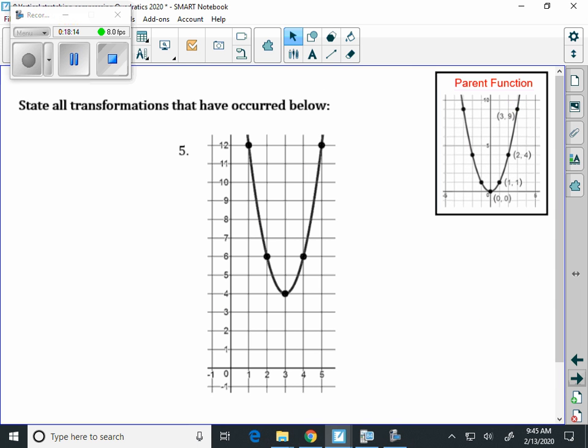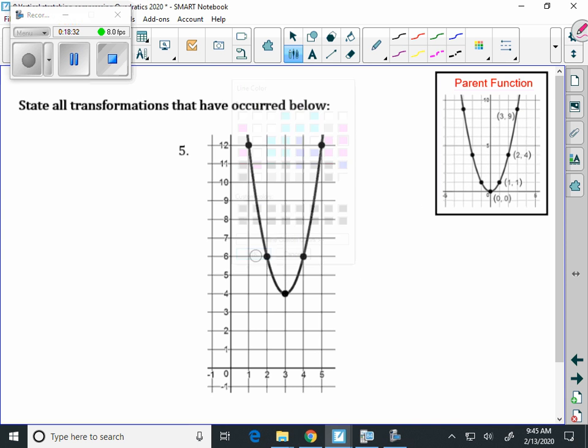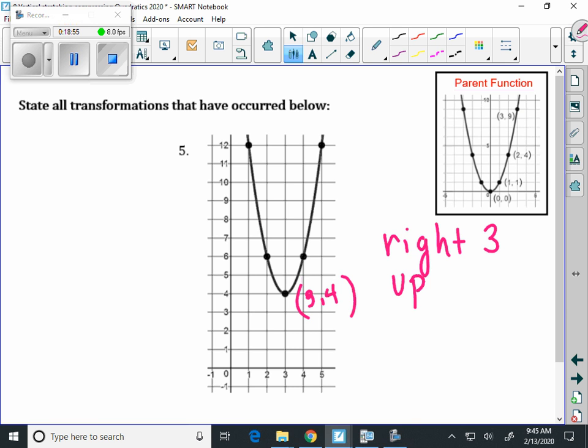Number 5. We've got more transformations now. And as we take a close look, let's start with the vertex. In fact, let's identify the vertex. And what we see about the vertex here is that the vertex is (3, 4). So if we want to identify what's happening, originally we're starting at (0, 0), now we're at (3, 4). What that means is we went right 3. And we went up 4.